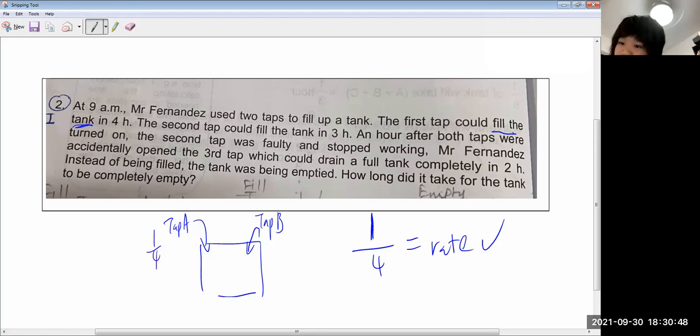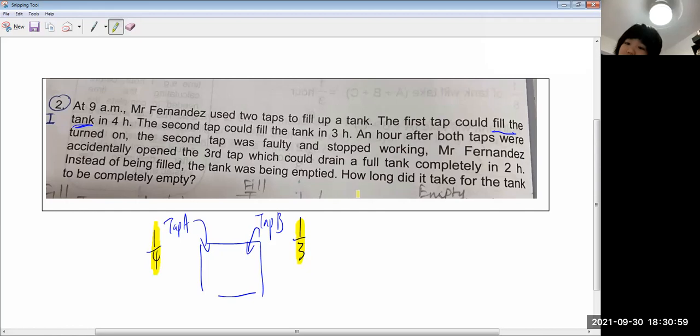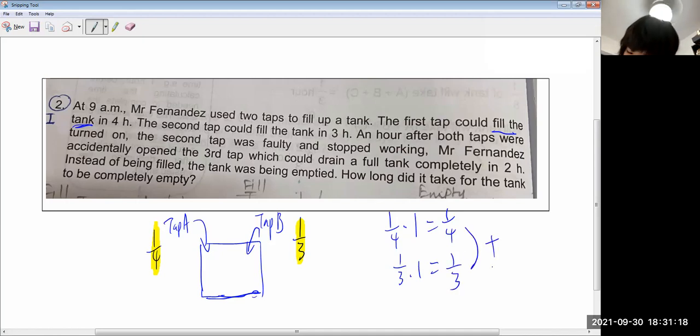Now the second tap will fill the tank in 3 hours, so 1/3. So far, so good. You get the rate for both: 1/4 for A, 1/3 for B. Now, an hour after both taps were turned on, how much is filled? 1/4 plus 1/3. What's the answer? 7/12. So you add together and it will fill 7/12 after 1 hour.